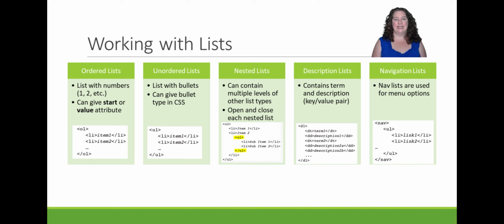A nested list can contain multiple levels of other kinds of lists. Sometimes you want to have a bulleted list, and then inside the bulleted list, you want to have a numbered list inside of it for each list item. And you can totally do that. Just remember to create a list item first, and then inside of your list item, which is a grouping element, you can add another unordered list inside of it.